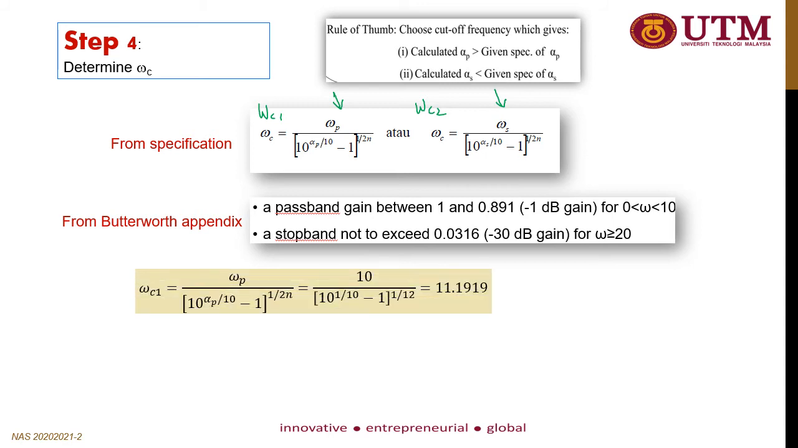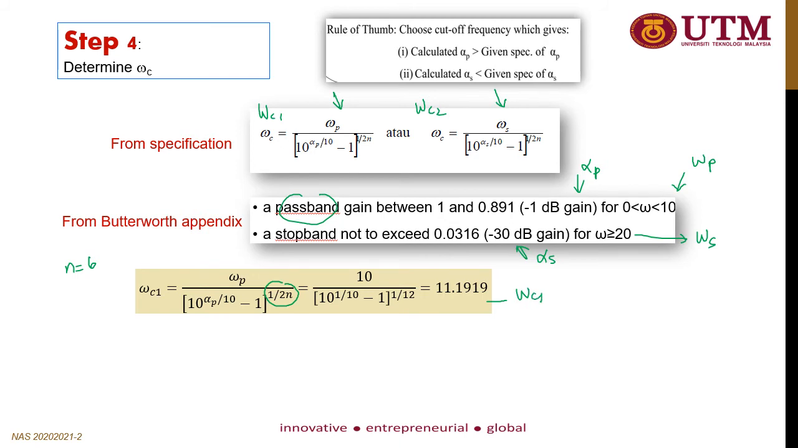All right, so omega c1 equal to this equation. So omega p from the statement, this is your passband frequency. So this is your omega p, and this is your omega s, and then this is your alpha p, and this is your alpha s. Okay, so key in all values in. So please make sure this is 1 over 2n. Okay, so n in this case equal to 6. So you get the first omega c equal to these values. So this is omega c1.